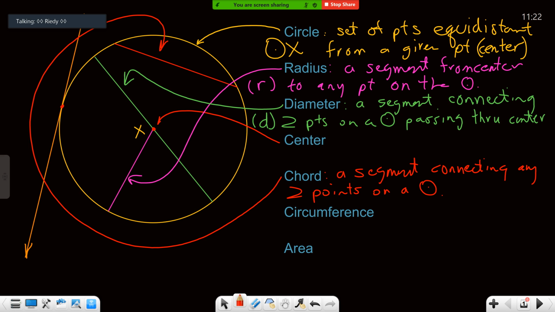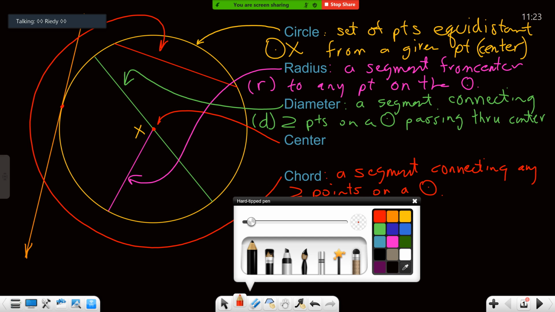Sometimes that chord will pass through the center. If it passes through the center, then the chord becomes a diameter. So all diameters are chords, but not all chords are diameters. Does that make sense? Yeah? People at home, does that make sense? Good. Okay.